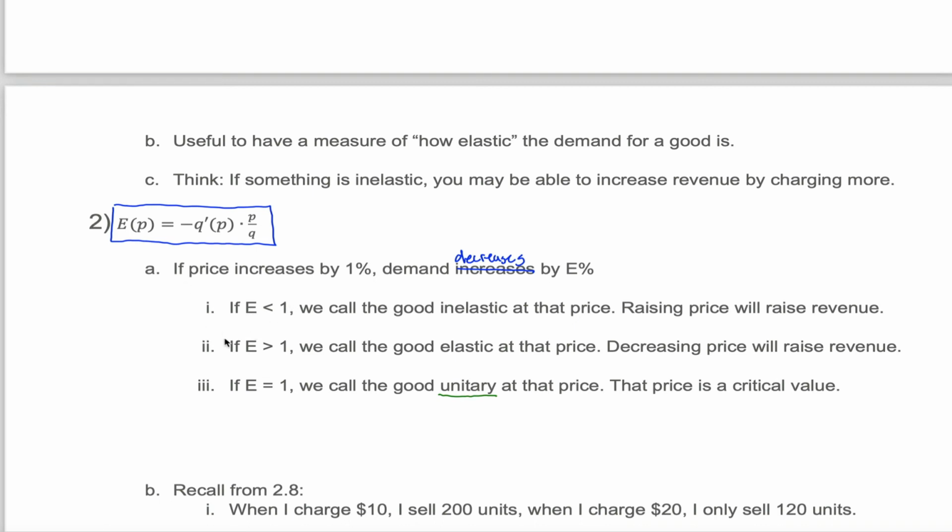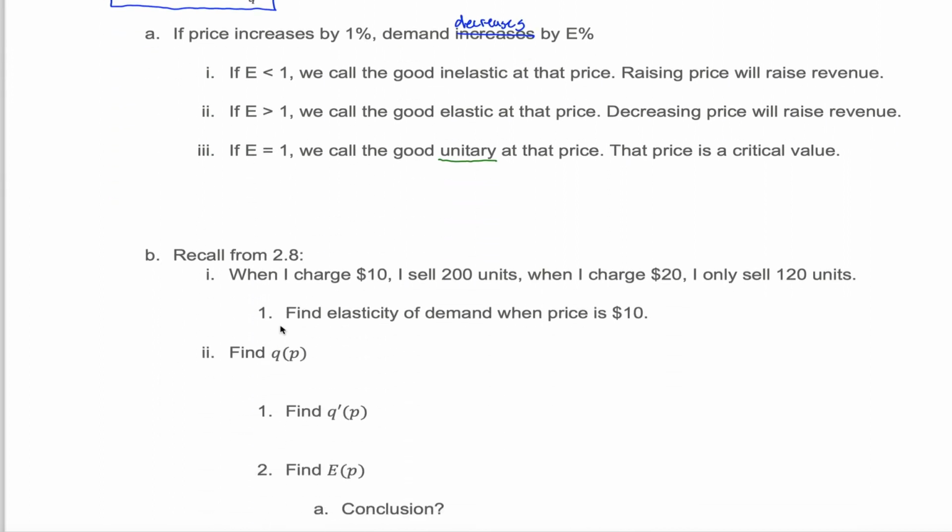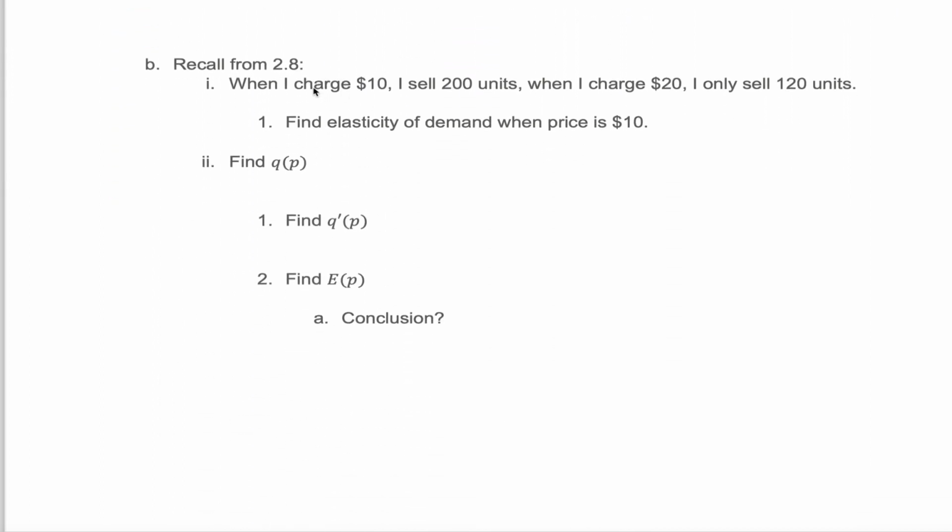That's a lot of talking. Maybe I can squeeze in one quick example to try to tie this together. Then we'll call this video good. In the previous section, I told you to consider some hypothetical good where if you charge $10, you're able to sell 200 units. But if you charge $20, then you're only able to sell 120 units.